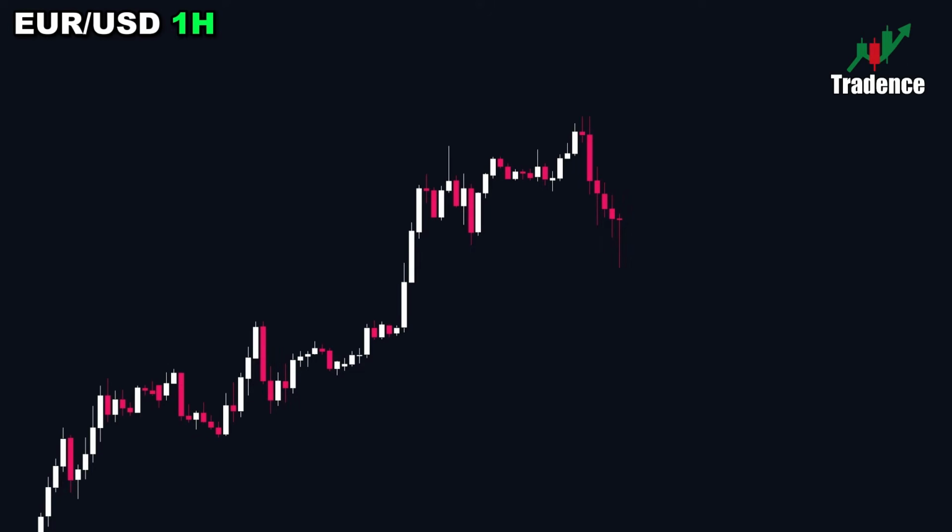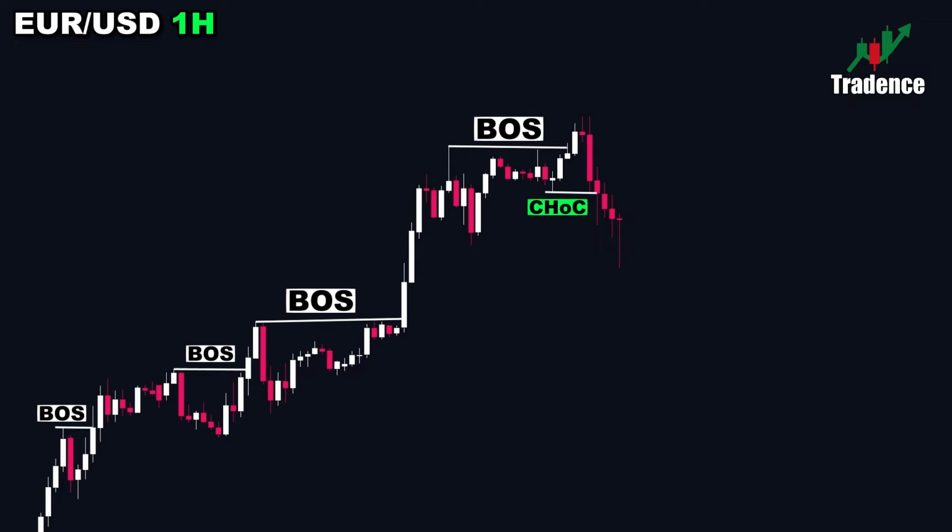Here, as you can see, price was in a strong uptrend, forming at least 3 consecutive bullish breaks of structure to the upside. However, that all changed when price broke and closed below the lowest point of the most recent BOS, forming a clear bearish change of character. This shift signals that buyers are losing control and the market is likely preparing for a reversal to the downside. From this point forward, our focus shifts to looking for short opportunities.